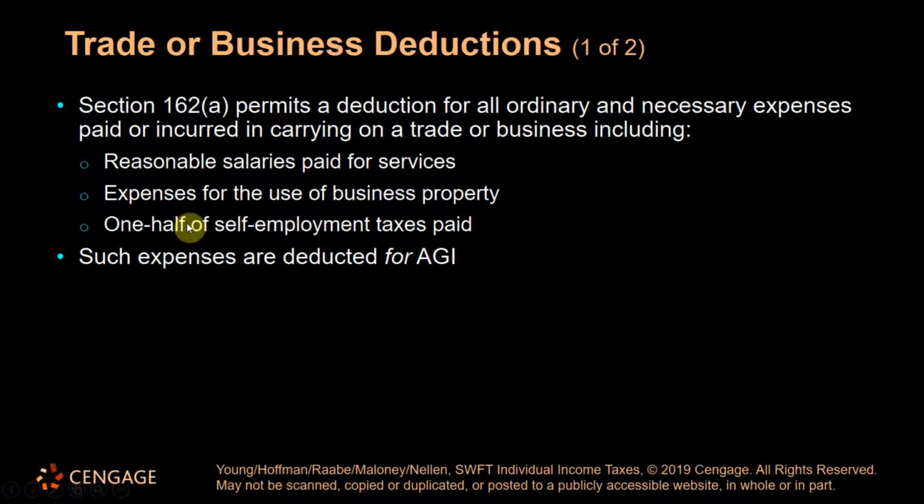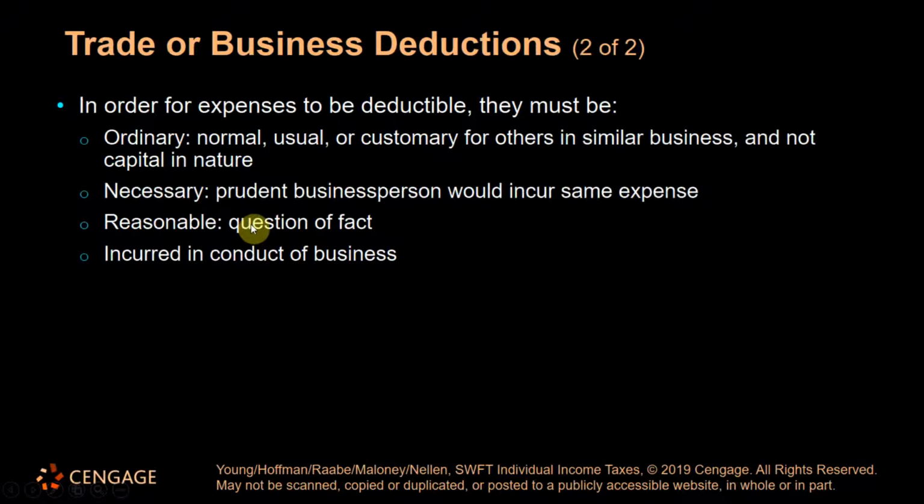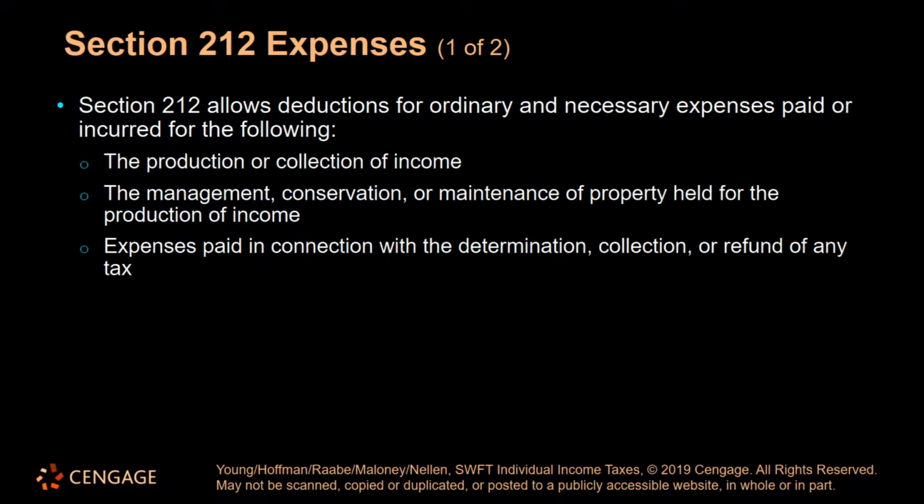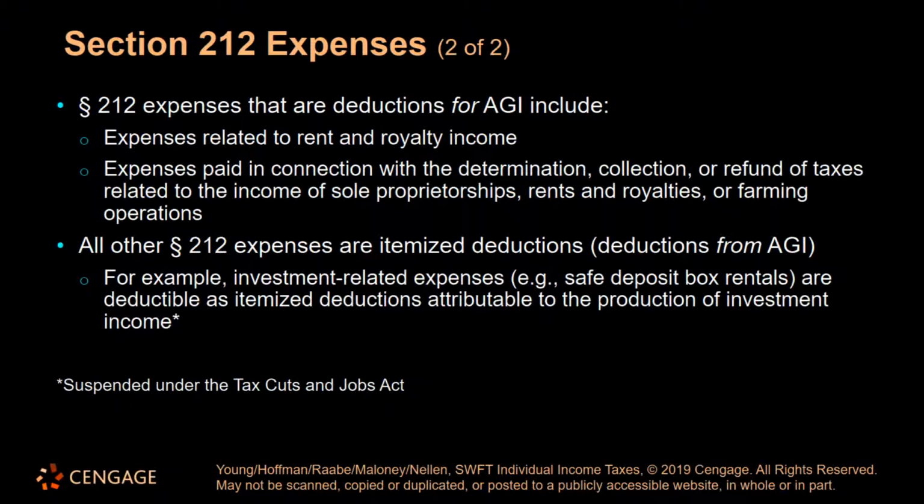I want to highlight a little bit, half the self-employment taxes paid is deductible for AGI. Reasonable and necessary salaries paid for services, and expenses for the use of business property are deductible as well, as long as they're ordinary, normal, reasonable, customary. Section 212 expenses, these are deducted for AGI, that is to say they determine AGI.